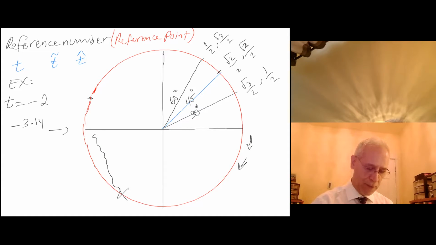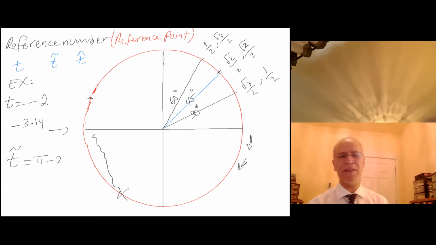So t tilde equals pi minus 2, whatever that is. Since pi is an irrational number, most textbooks just leave it at pi minus 2. So t tilde, which is your reference point or reference number, is just pi minus 2. Some of you look at this and say, well, I don't have anything really to use in quadrant one to figure out the value of cosine and sine for t. It's okay. The objective now is to find the reference point.